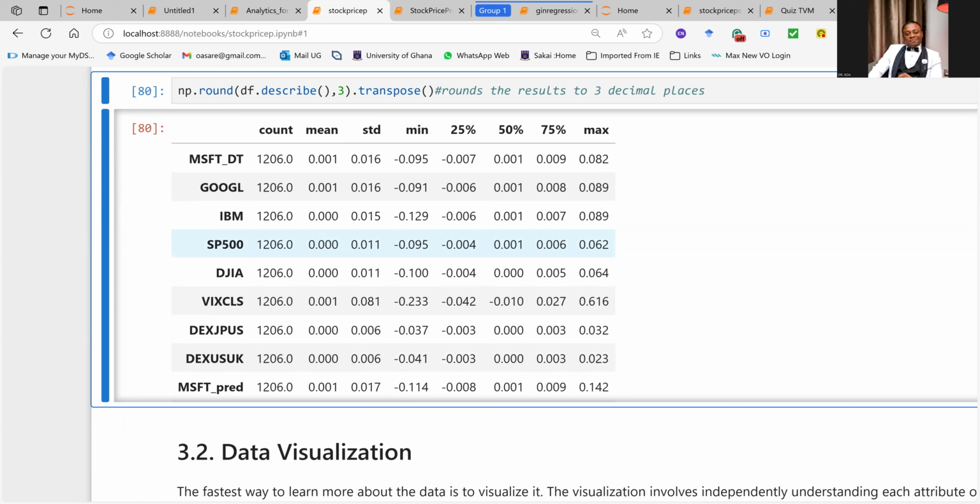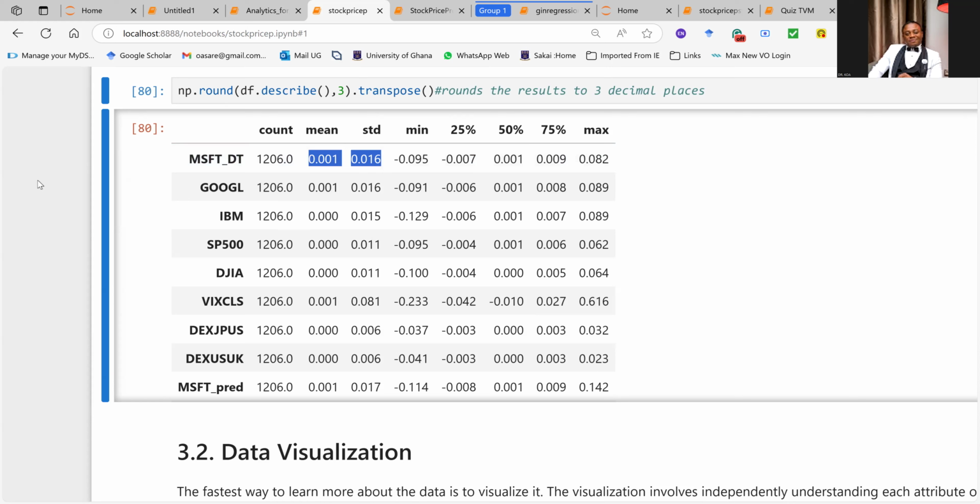Now, what can you say about descriptives? One of the first quick things you can notice is that if the standard deviation is bigger than the mean, it shows high variability. Check for the MSFT here. The standard deviation is bigger than the mean. So that means there's a lot of variability in the data set. If you check the others, it appears that they are all like that. For all cases, the standard deviation is bigger than the mean. So there's a lot of variability.